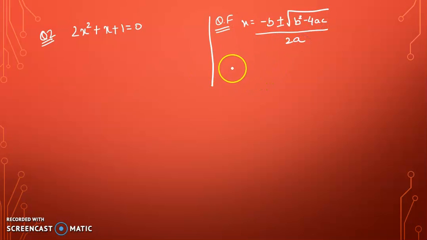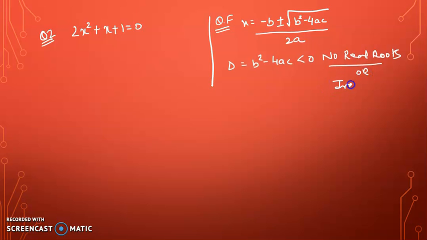And we also studied the discriminant. What is the discriminant? Discriminant is b square minus 4ac. If this is less than 0, so there were no real roots. Okay, we studied all this. Don't forget, no real roots, or we would say imaginary roots. Now in these equations, when you check, you will get the discriminant less than 0. Alright, this means it will have imaginary roots.